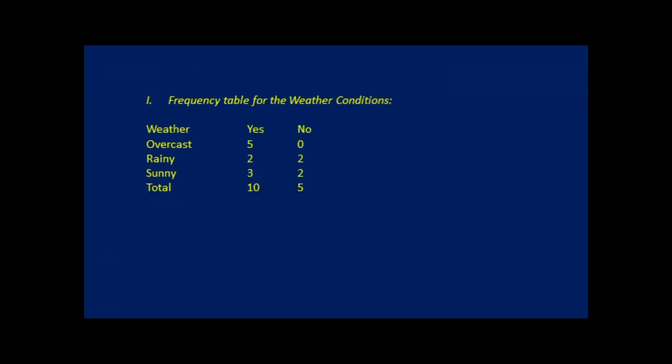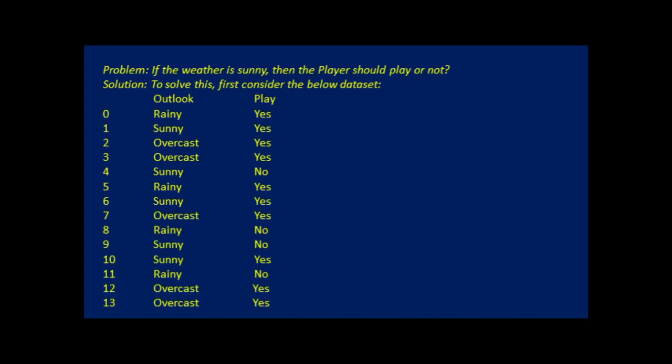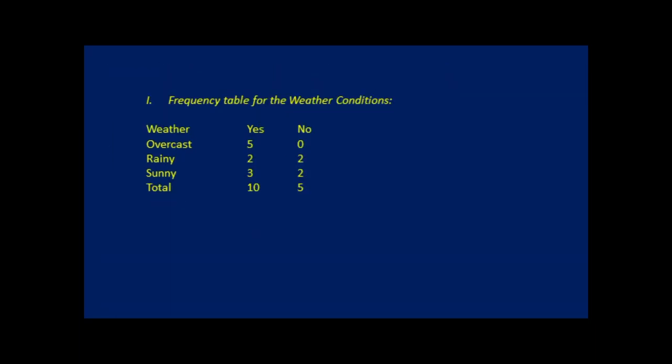So first, what is the first step? Please find the frequency table for the weather condition. What are the conditions for the weather? Three weathers: overcast, sunny and rainy.